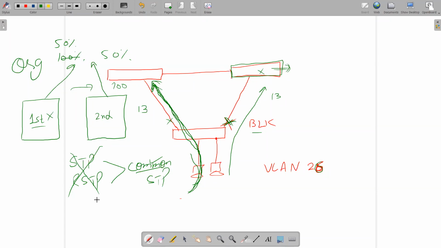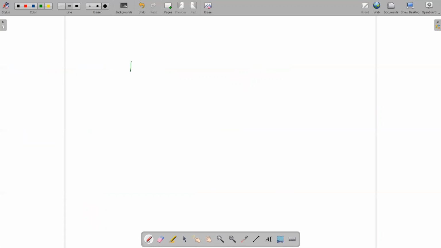So we need another flavor of STP that is called MSTP, multiple spanning tree protocol, multi-instance spanning tree protocol, and some vendors say MST and some vendors say MSTI. Don't bother yourselves. So this is multi-instance spanning tree protocol. And why do we call it multi-instance? Let's have a look.